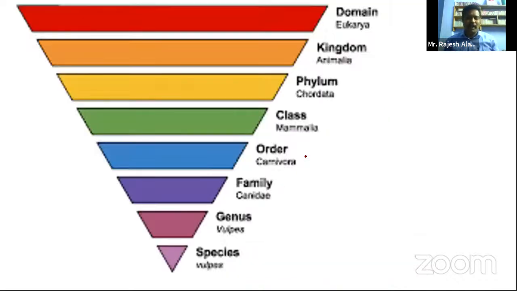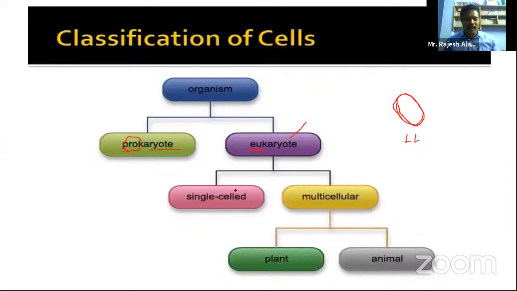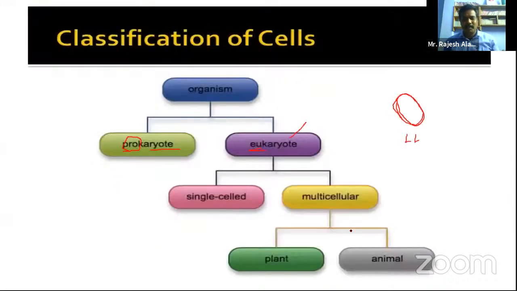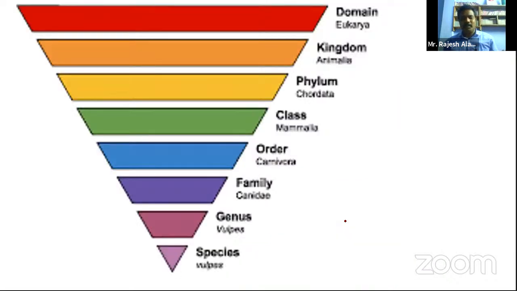So this is eukaryote. Still, at the eukaryote level, we have single-celled and multicellular organisms. We human beings are multicellular. I told you we are made up of 15 trillion cells. So plant cells and animal cells are examples of eukaryotic cells.